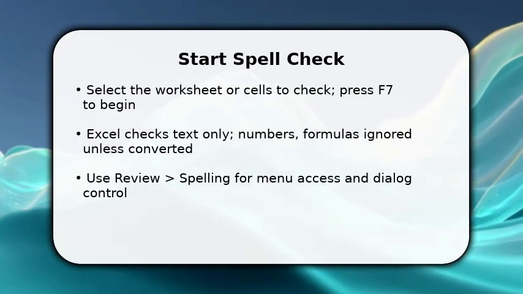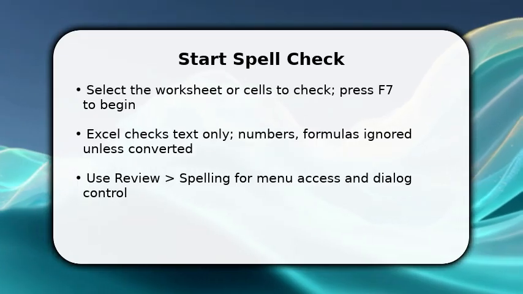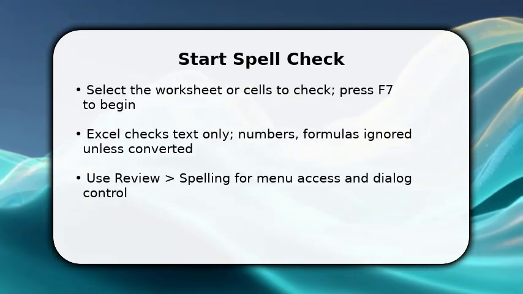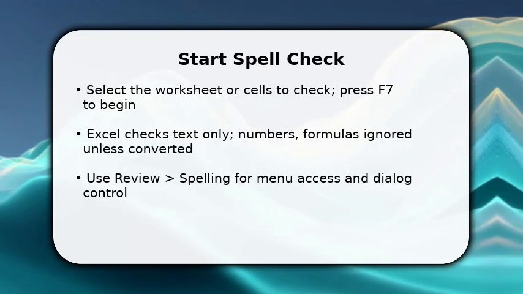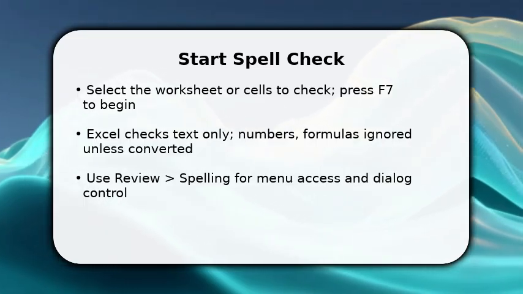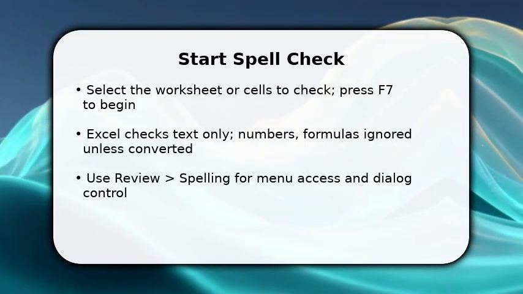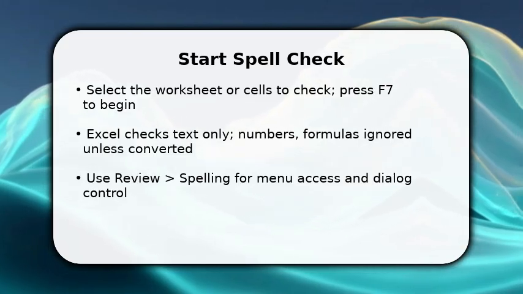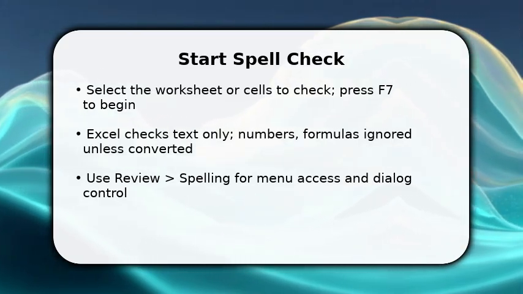You begin by selecting the cells or the entire sheet you want checked. Press F7 or go to Review, Spelling. Once done, Excel scans text entries and stops at the first suspected error so you can decide. Make sure to check cells with comments or text boxes separately because they can be skipped.